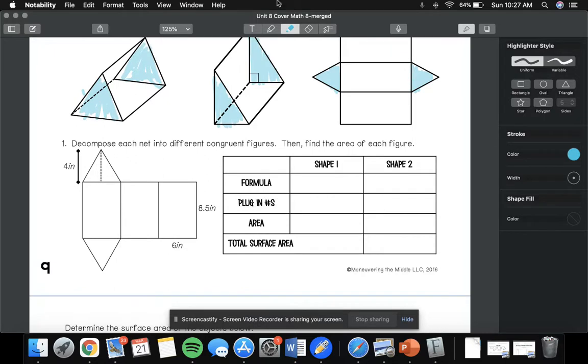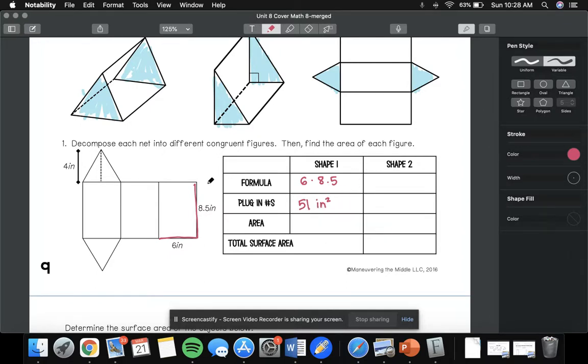Okay. Next, what we're going to do is decompose this net into different congruent shapes, and then we will actually find the area of each figure. So let's go ahead and do the rectangles first, because rectangles I think are a little bit easier. Okay, so we have this rectangle right here, and it is a 6 by 8.5. So we're going to multiply 6 times 8.5, and we get 51 square inches.